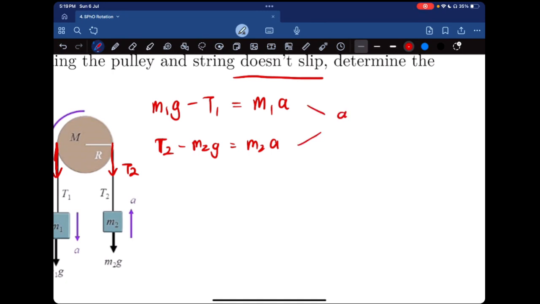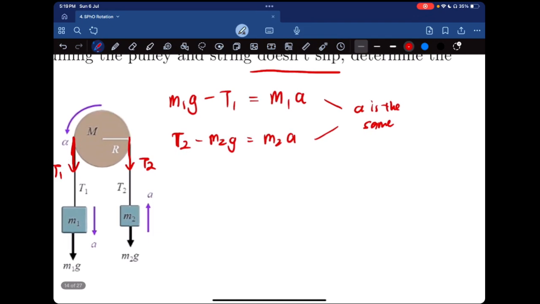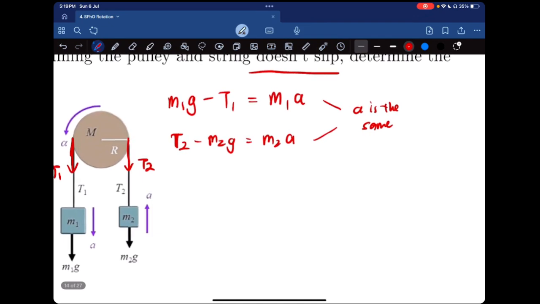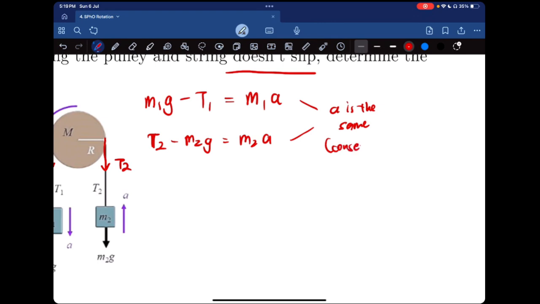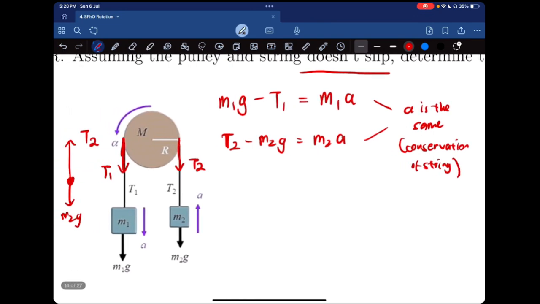And here, note that the A is the same. You can see A has to be the same because the length of the string is conserved. So that is what we call conservation of string. So A is the same. This is N2L. This is also N2L.